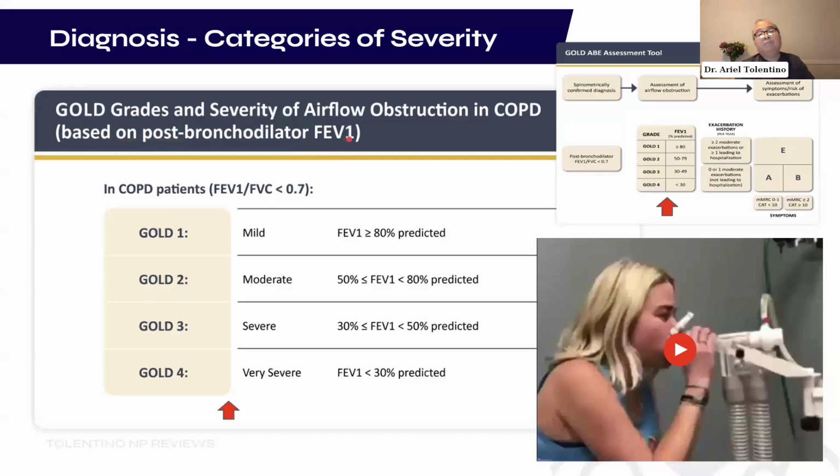So this is after a bronchodilator has been given to the patient, like a short-acting beta agonist such as albuterol. If your FEV1 is greater than 80%, that would be mild or GOLD 1. GOLD 2 or moderate would be an FEV1 less than 80% but greater than 50%. GOLD 3 or severe would be an FEV1 of less than 50% but greater than 30%. And GOLD 4 would be very severe, an FEV1 of less than 30%.